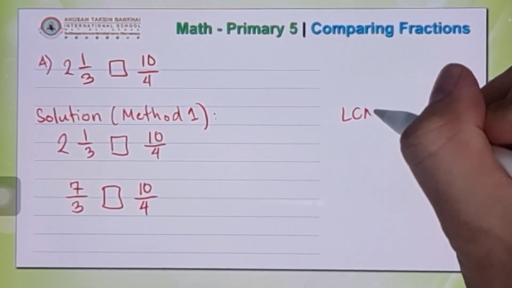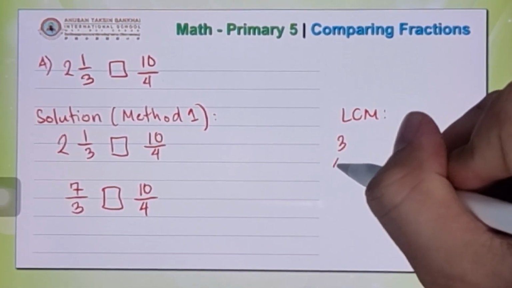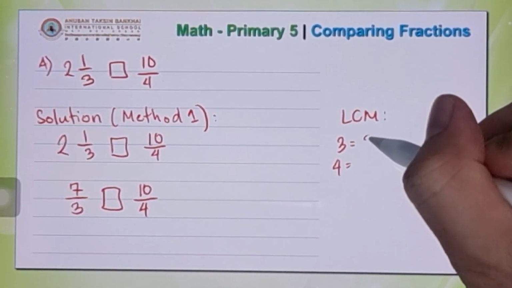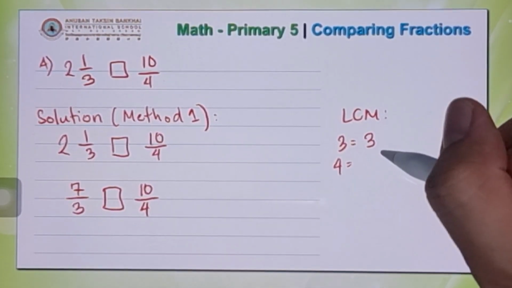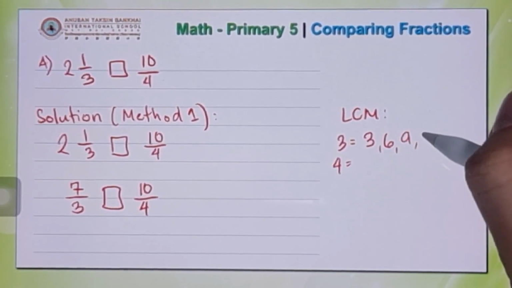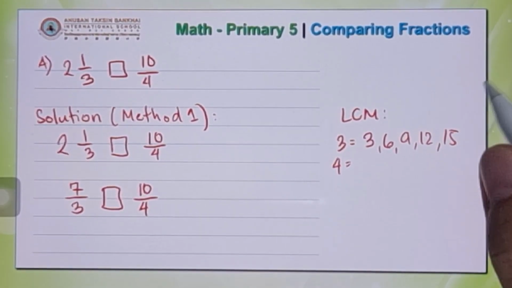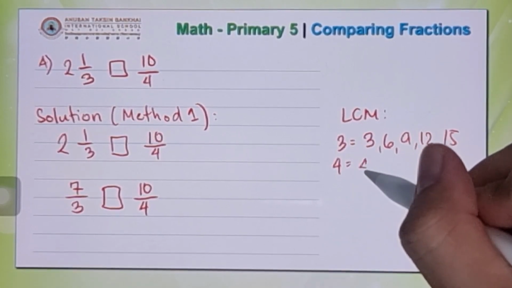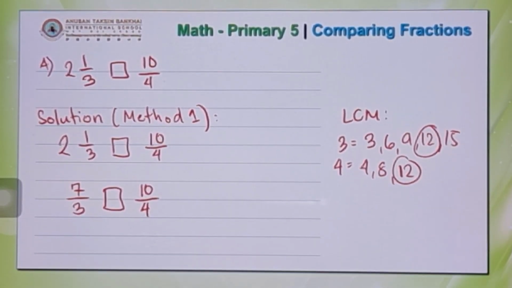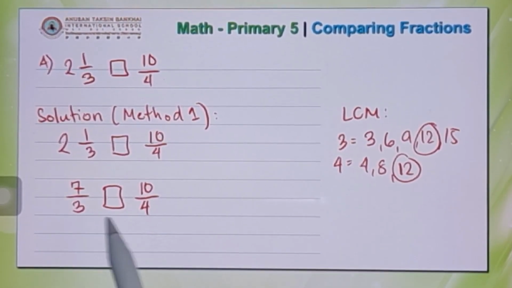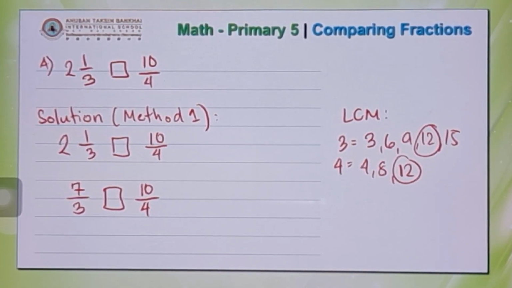So the LCM of 3 and 4, let's try to write this. We have 3, 6, 9, 12, 15. How about 4? We have 4, 8, 12. Okay, we have now our LCM, which is 12. So therefore, we need to change 3 and 4 to 12.